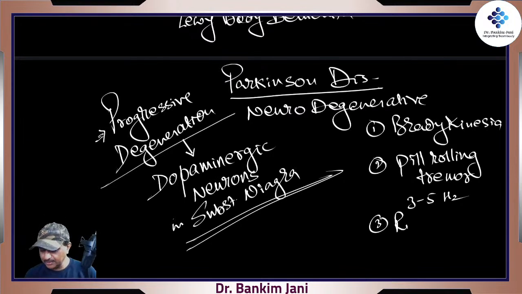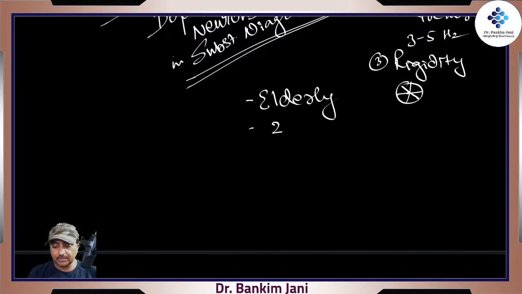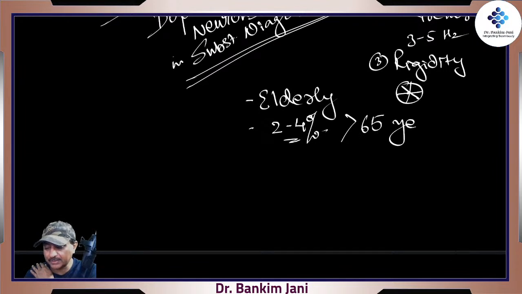And the rigidity is cogwheel. So this is Parkinson's disease, which is so common. Classically it is seen in the elderly. So common is it that it is like 2 to 4%, depending upon the country, but still 2 to 4% of the population over 65 years suffer from this. It's a big thing.